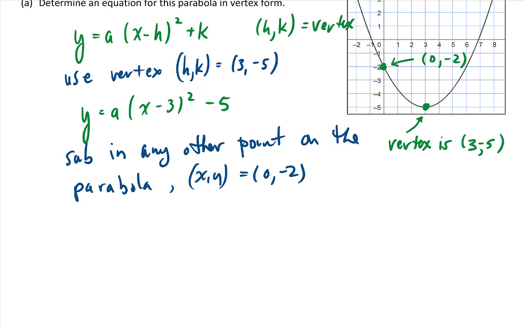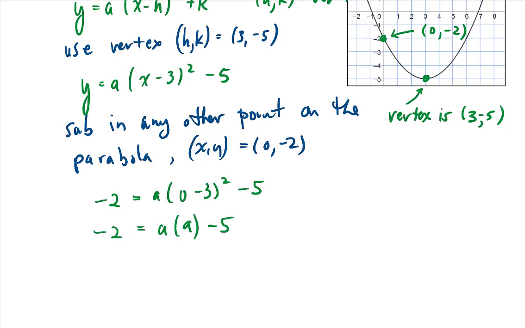So subbing in (0, -2) gives us -2 is equal to a(0 minus 3) squared minus 5. Next is to solve for the a value. We're going to add 5 to both sides. Remember, the 5 does not have an a attached to it, so it's not a like term with a times 9. So this gives us 3 equals, if you like, 9a.